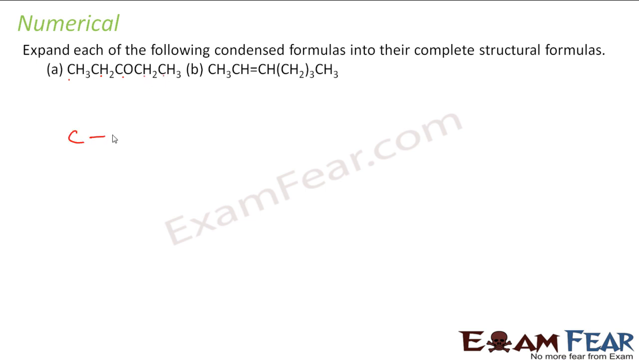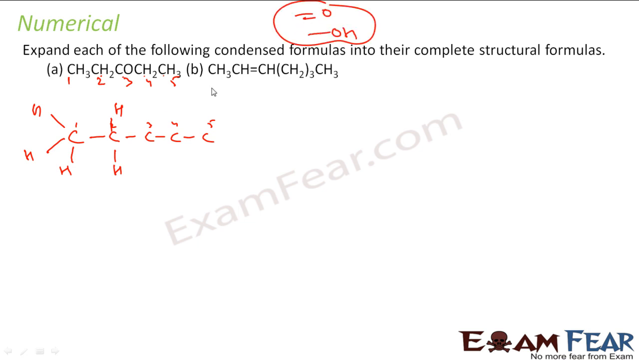So let's draw 5 carbons and number them 1, 2, 3, 4, 5. The first carbon has 3 hydrogens, so add 3 hydrogens here. The second carbon has 2 hydrogens, so add 2 hydrogens here. The third carbon has 1 oxygen, and oxygen is always a double bond. OH is a single bond. This is something you should remember. So we'll add 1 oxygen with a double bond here.